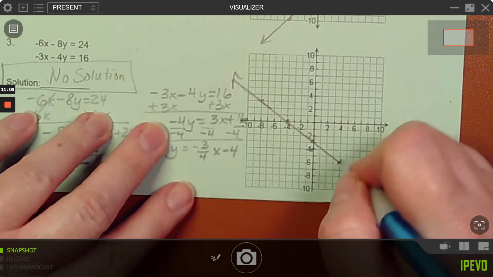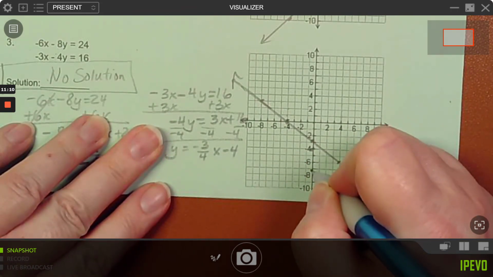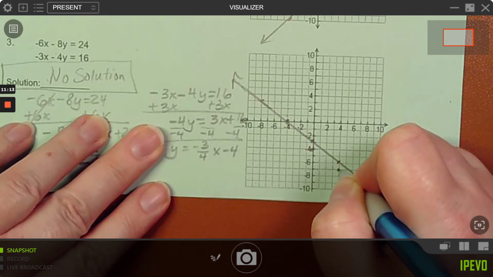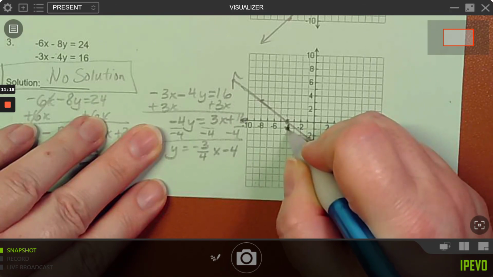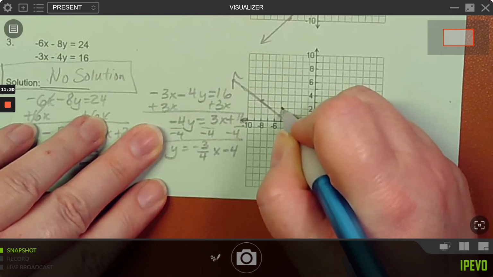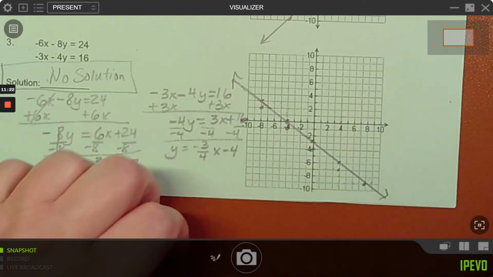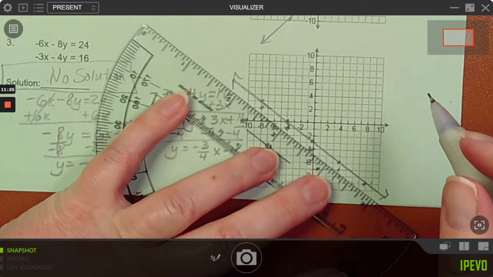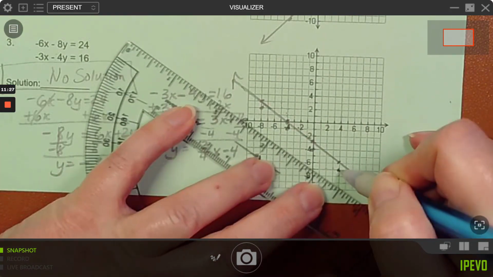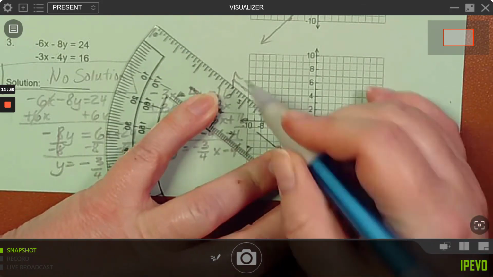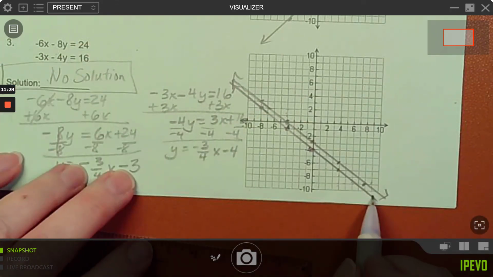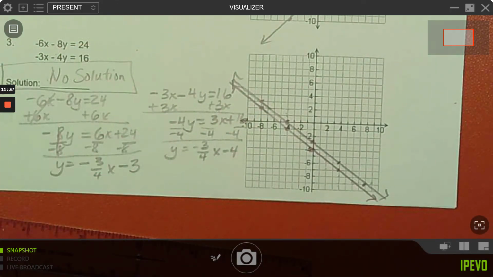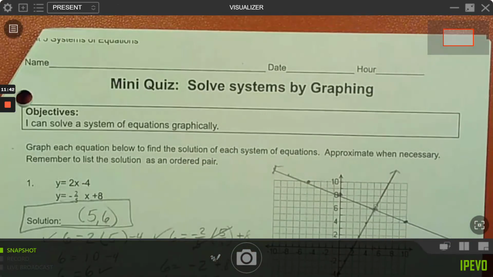Okay, here down 3, right 4. And then additional points to graph. And then we can see that they are parallel lines with different, which means they have the same slope, different y-intercepts. And so the two lines will never intersect. They have no solution. Okay, so that's just the mini quiz, solving systems of linear equations by graphing.